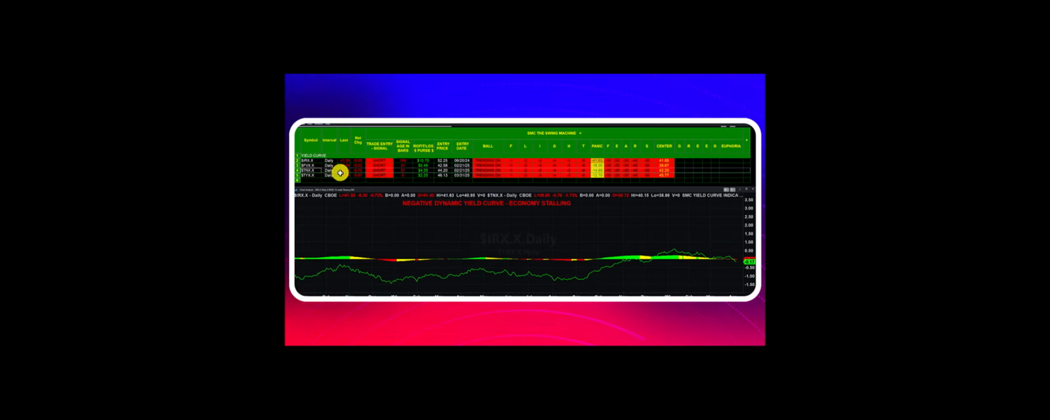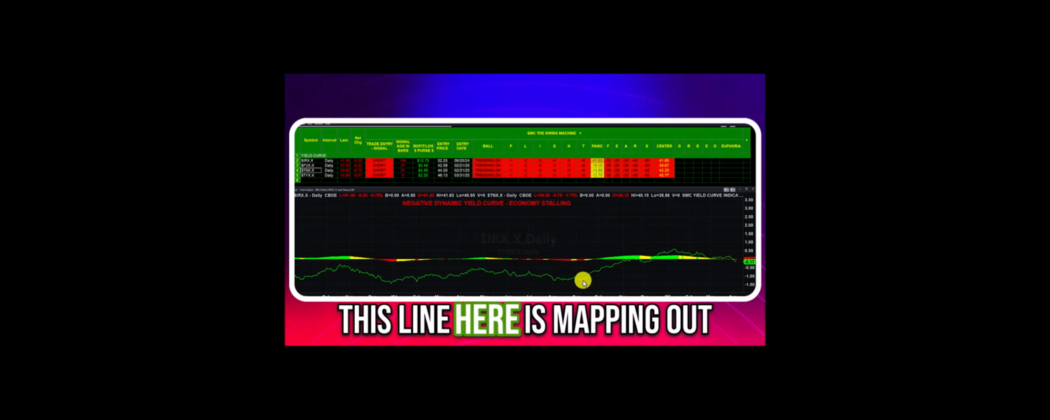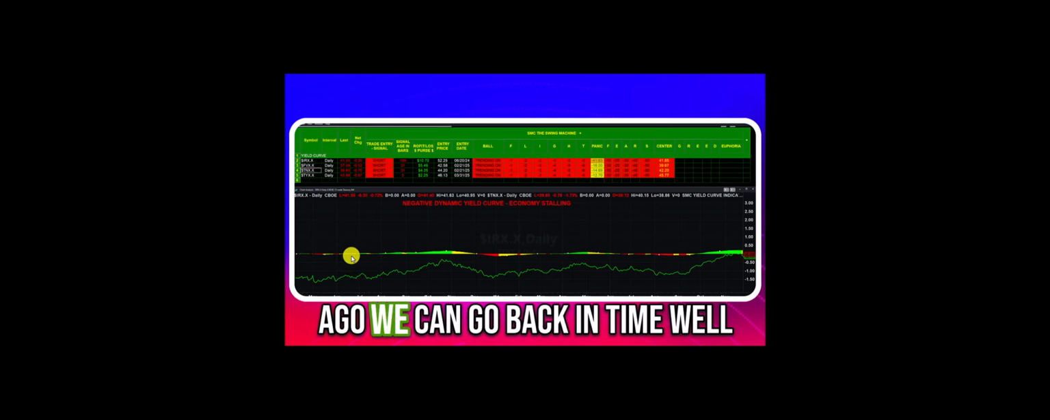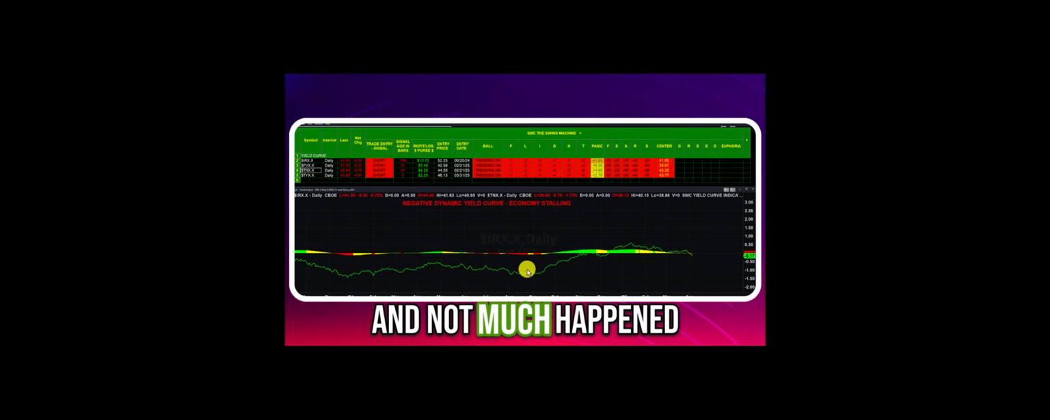Well, that is what is inverting. And this I did not type in. This line here is mapping out the yield curve, the difference between the 10-year and the 90-day. Now back some couple of years ago, we can go back in time. Well, we can't go that much further back, but I think it was November of 2022. And the yield curve inverted and not much happened.